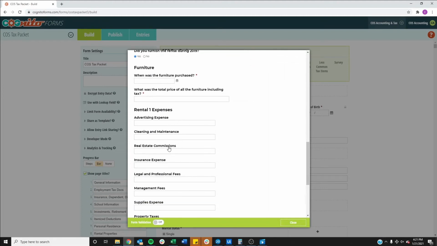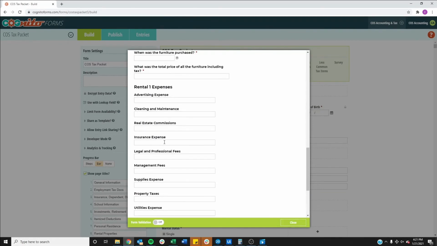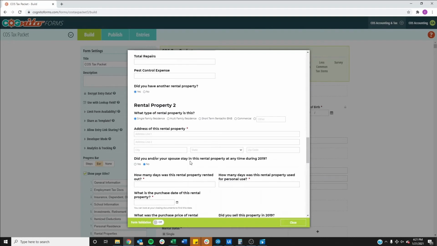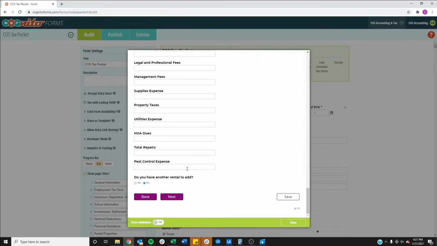And then the next section is all of the expenses for the rental. If you didn't have any expenses in that category, you can leave it blank. And then if you had additional rentals, it will ask the exact same questions for any additional rentals you may have. You're able to input up to 6 rentals on our online tax packet. If you have more than that, you can email taxes@COS Accounting, and we'll be able to issue you a sheet to be able to put in your additional rentals.